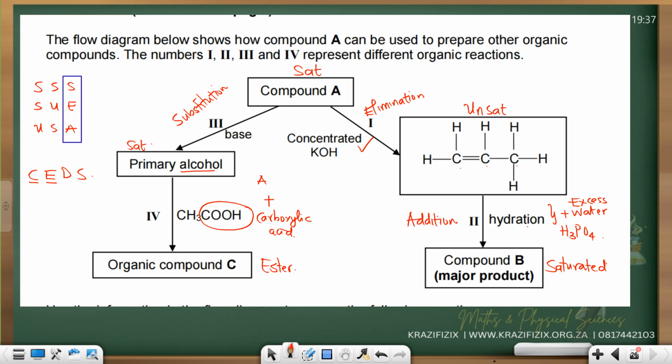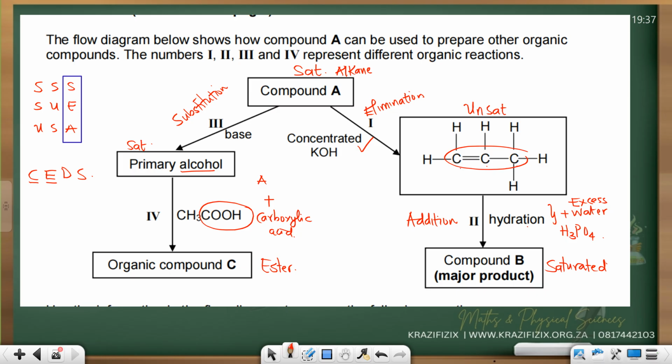I'm quickly going to draw and we are out. Drawing very fast. What do you think compound A would be? Very simple. This is 3 carbons, and we said this should be saturated. So what should it be? It's an alkane. Alkane with 3 carbons. And what would that be?